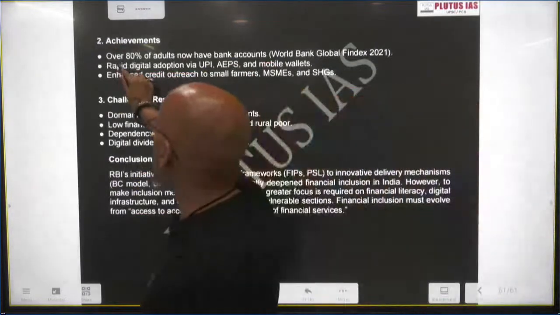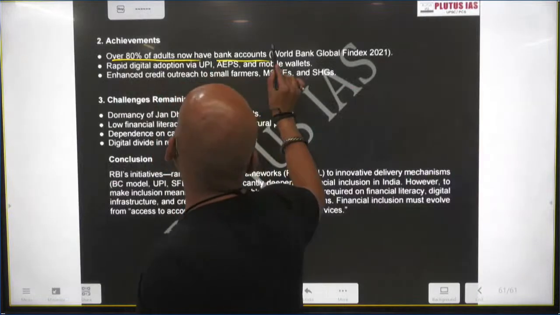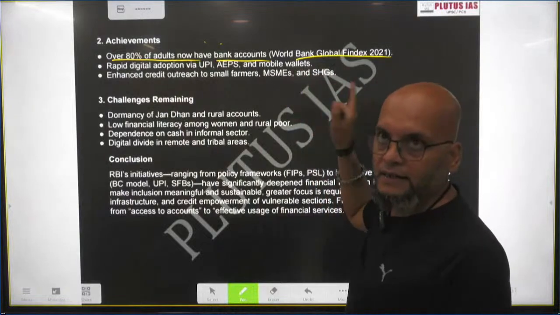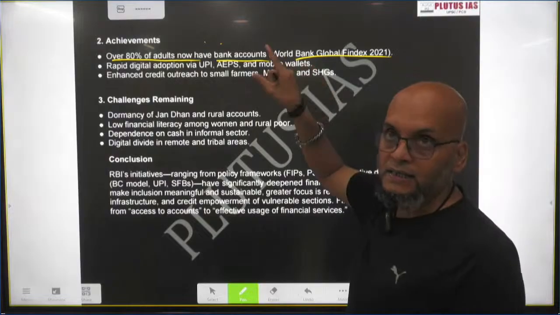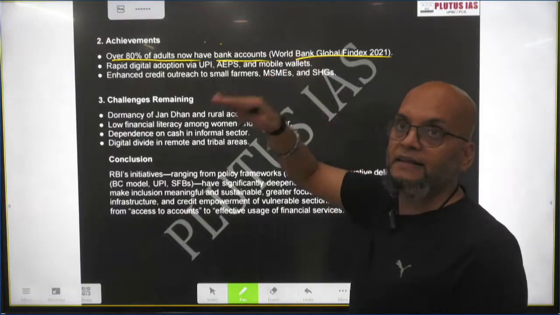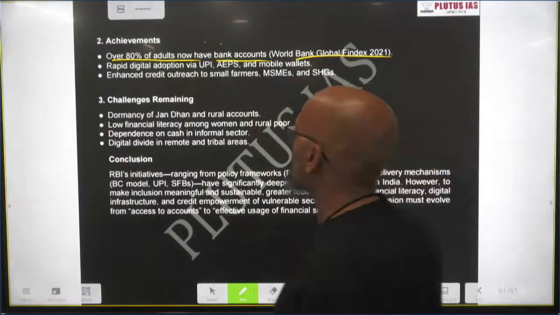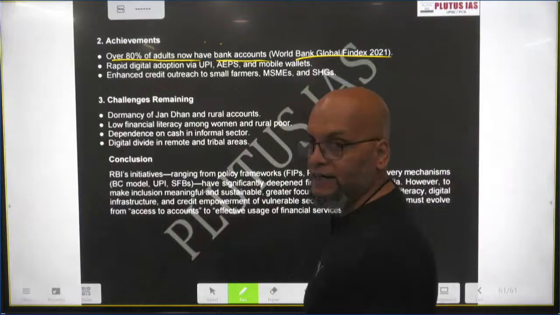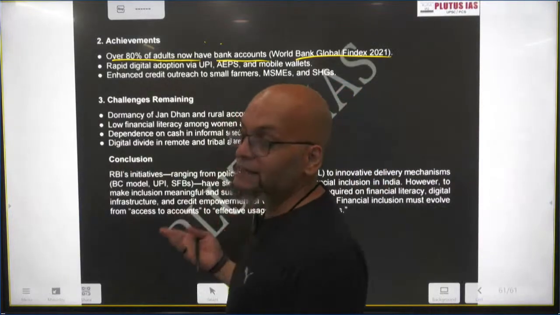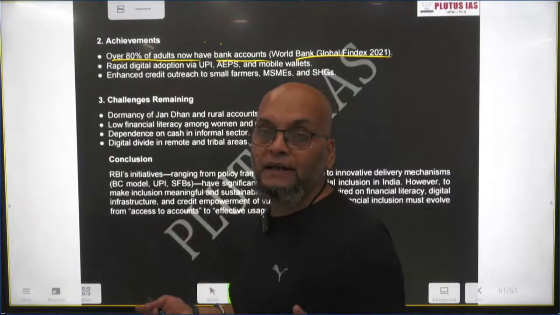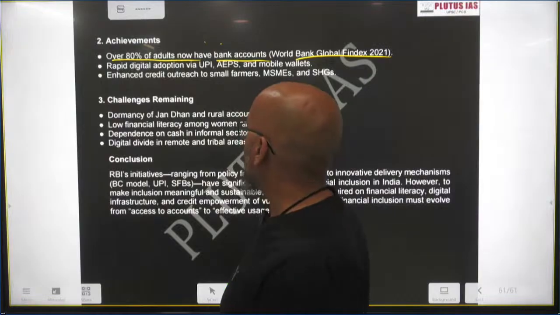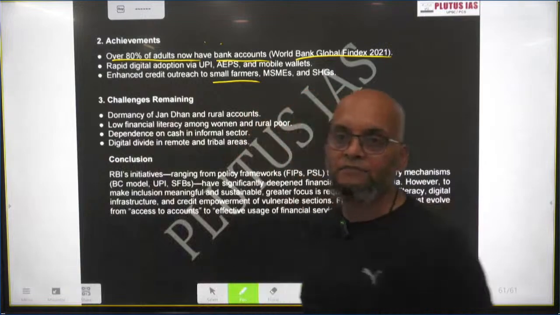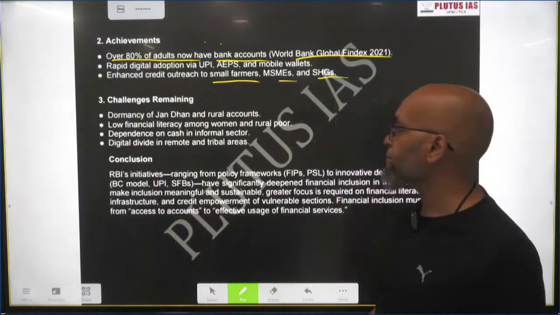Achievement: over 80% of adults now have a bank account. That's wonderful. And World Bank Global Findex, it is a standard recognized throughout the world. This Findex has given this data. Financial Index, Findex. Rapid digital adoption via UPI, AEPS, and mobile wallets. Now you can see even your fathers, even old people, everyone is using UPI. Enhanced credit outreach to small farmers. As I told you, credit cards they have. MSME and SHGs.